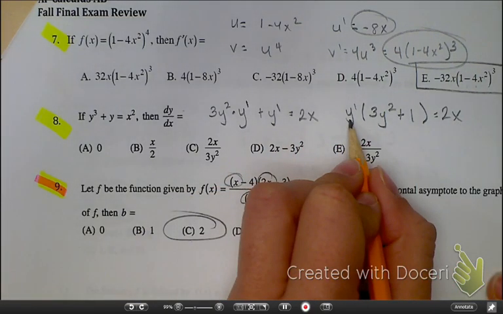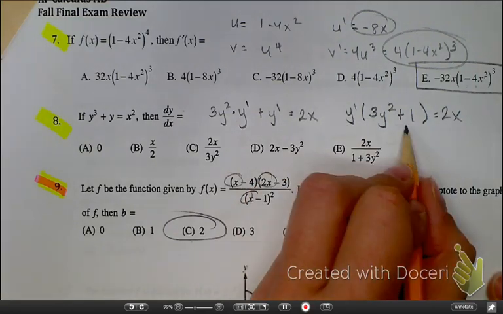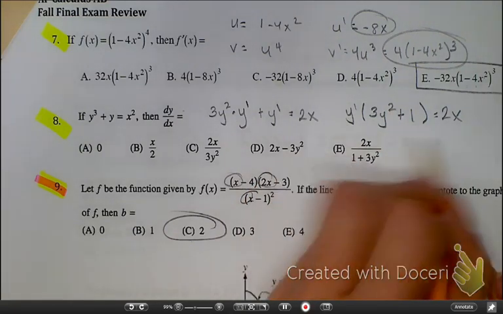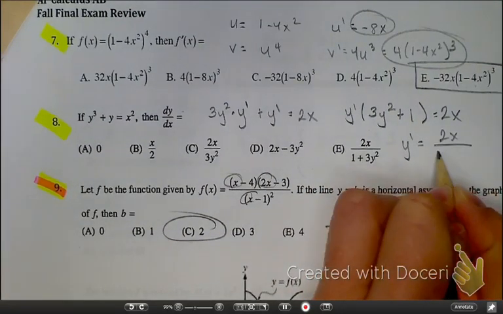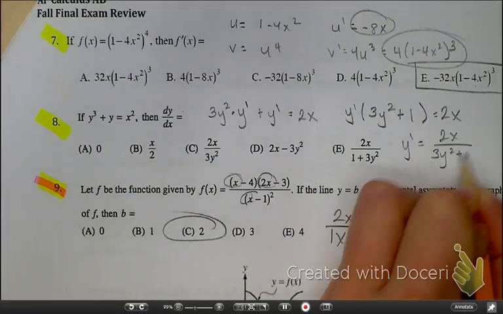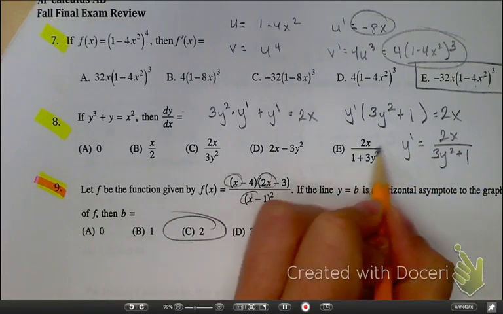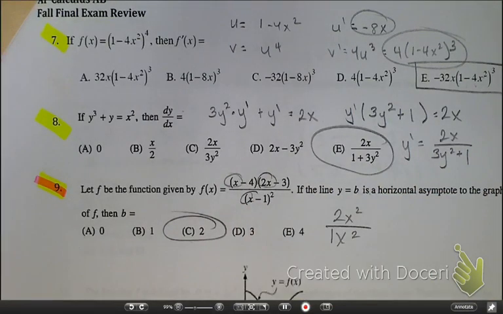Last but not least, to isolate y prime, I'm going to divide by whatever is left on this side. So 3y squared plus 1 being divided over to the other side gives me that y prime is equal to 2x over 3y squared plus 1. And it's not necessarily in that same order, but answer choice E is equivalent to that.